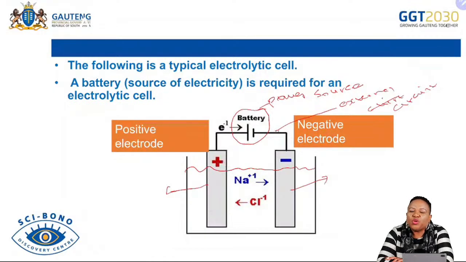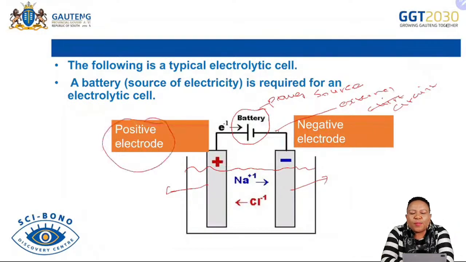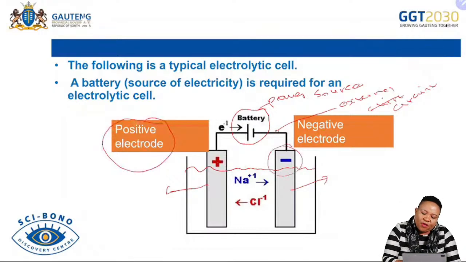So now what we are doing, we are directing, or we are giving charges to our electrodes to say you must be positively charged and you must be negatively charged. So the electrode that we are going to connect to the positive terminal of the cell is going to be our anode, and the one that we are going to connect to the negative terminal of our cell is going to be our cathode.